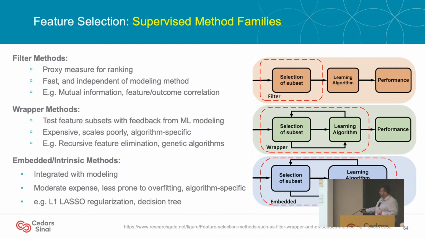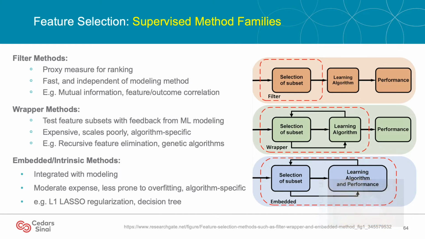There are also wrapper methods. Here you've linked the feature selection process with the modeling process. Basically you're testing out potential subsets of features, creating a model, and seeing how well those subsets do. This is computationally expensive and doesn't scale very well, and what it gives you are features that specifically improve the performance of a given machine learning algorithm. So there could be a little bit of algorithm bias put into the results.